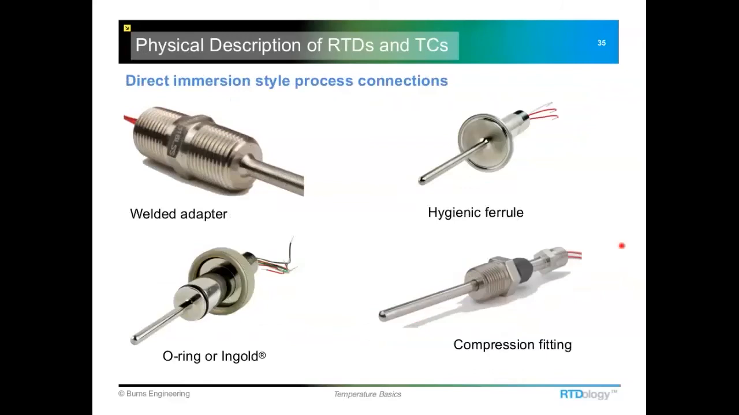Direct immersion styles do not use a thermal well. Again, very similar adapter to the spring-loaded, but it's not going to retract into the sensor. It's just going to be welded solid. And then the hygienic ferrules used in sanitary type applications. Also the O-ring style, or the Ingold trade name. And then a compression fitting on a handheld style probe can be used to seal that into a process.